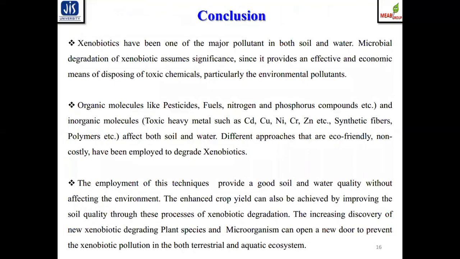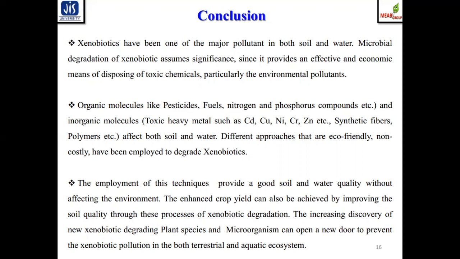So we'll come to a conclusion. Xenobiotics have been one of the major pollutants in both soil and water. Microbial degradation of xenobiotics assumes significance since it provides an effective and economic means of disposing of toxic chemicals, particularly the environmental pollutants. Different forms of organic molecules like pesticides, fuel, nitrogen and phosphorus compounds, and some inorganic molecules like toxic heavy metals, synthetic fibers, which affect both soil and water, can be eradicated.